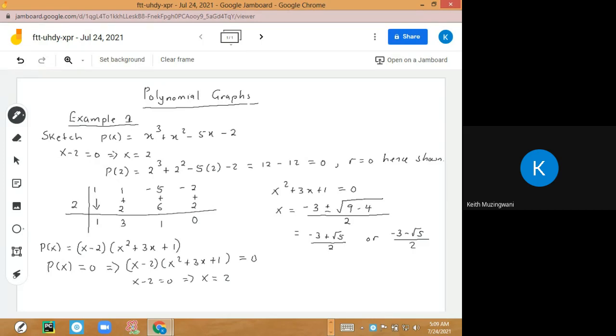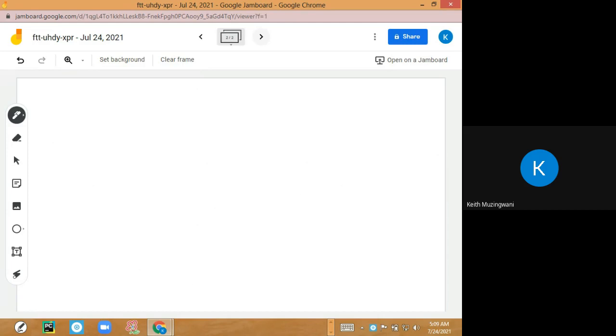Then I also asked you to solve for P of 0, which helps you to find the y-intercept, which is negative 2, so that the y-intercept is 0, negative 2. So now we have all the intercepts, so we can sketch our polynomial. So it will be a nice polynomial sketch.